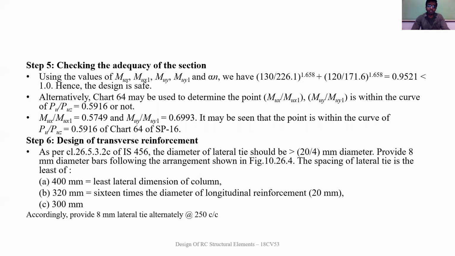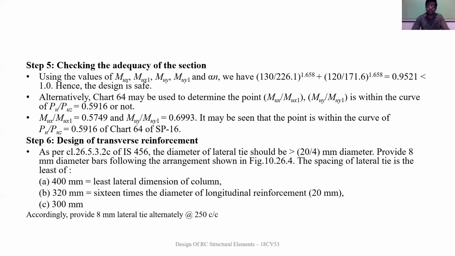Next, the last step is to calculate the design of transverse reinforcement. As per clause 26.5.3.2 of IS 456, the diameter of lateral ties should be greater than the maximum longitudinal reinforcement diameter provided in the column divided by 4, or 6 mm. Hence, we provide 8 mm dia bars over here with the following arrangements.